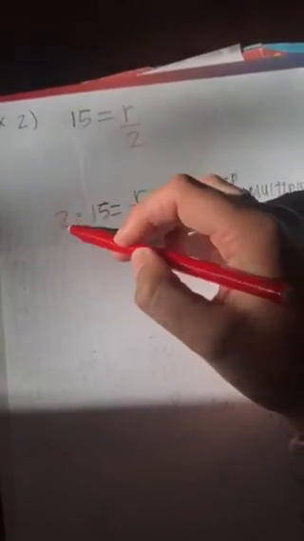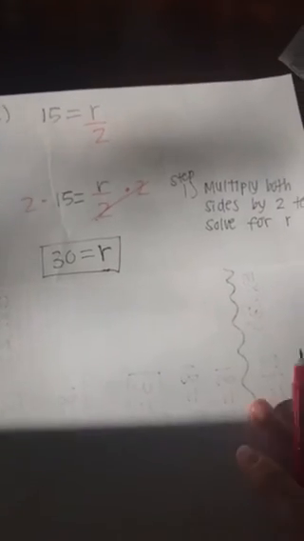15 equals r divided by 2. Since this is division, we need to use the opposite to get the r by itself. So instead of r divided by 2, I'm going to multiply by 2 to get rid of it. We're going to multiply by 2 on this side. 2 times 15 is 30. That leaves us with 30 equals r, or r equals 30.